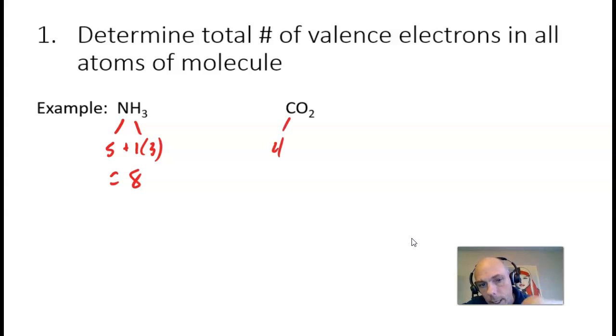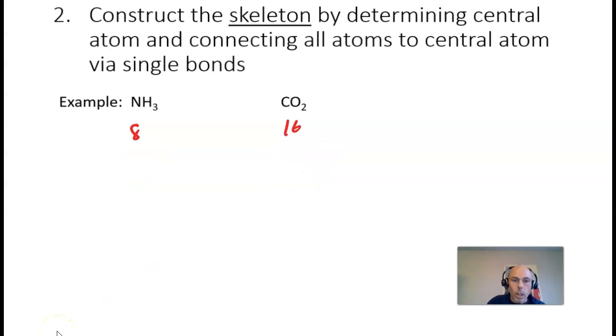Carbon, if you recollect, had 4. Each oxygen had 6. There's 2 oxygens, and 4 and 12 is 16. So we have 16 electrons to play with to build carbon dioxide's Lewis structure from. So again, 8 valence electrons from ammonia, 16 from carbon dioxide.